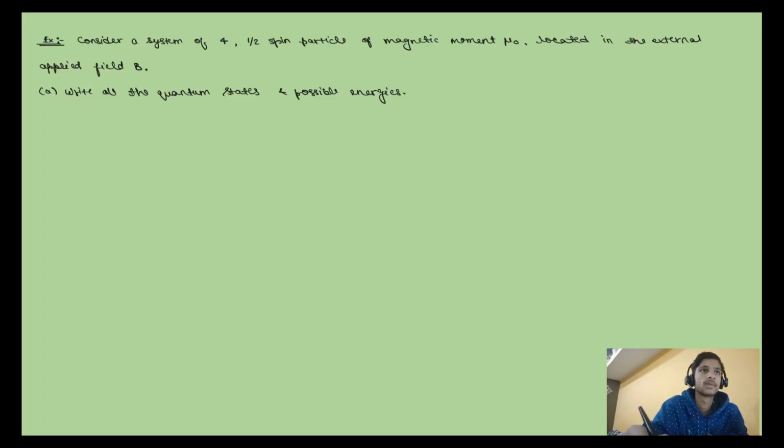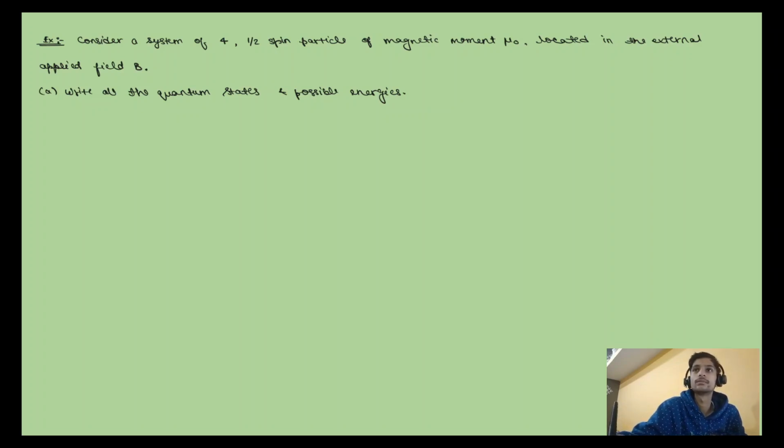So hello everyone. Today we will be doing problem sessions where we will be discussing all the problems related to whatever we have discussed earlier. So here is the first problem. This first problem states that consider a system of four half spin particles with magnetic moment mu naught, and they all are located in an external magnetic field.